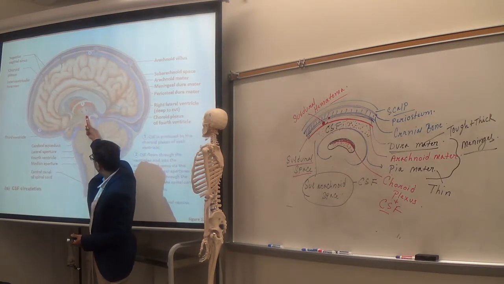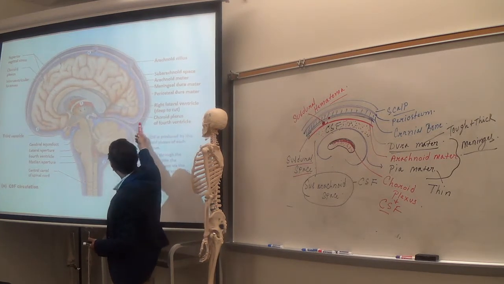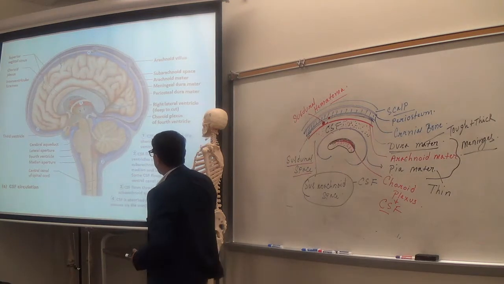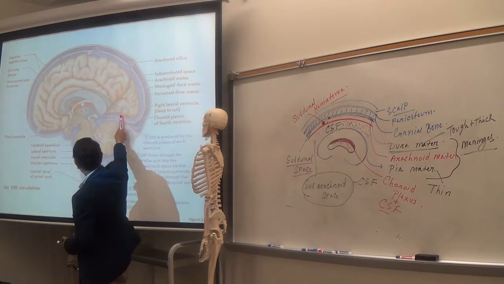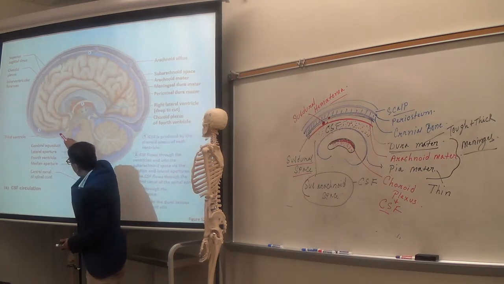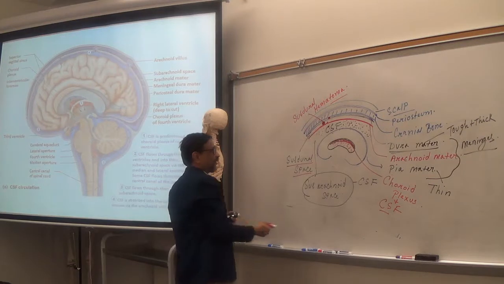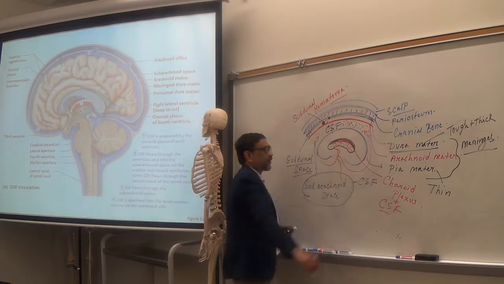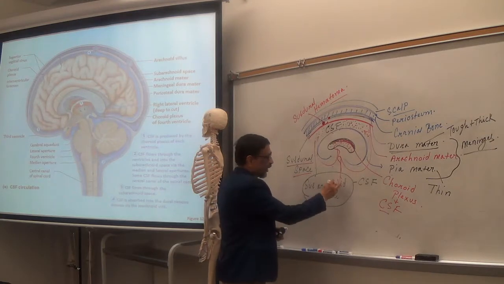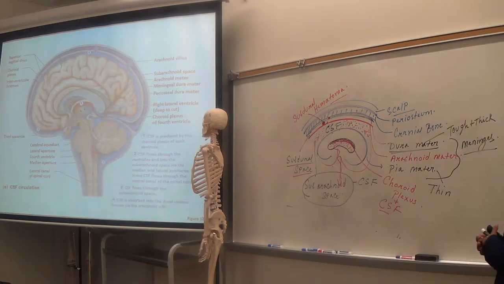Also, fluid gets out to enter into the subarachnoid space. So there are a couple of apertures, and through those apertures or openings, the fluid can enter into the subarachnoid space here, cerebrospinal fluid. So basically, fluid is released here, then will enter into the subarachnoid space as well as into the spinal cord. Okay.